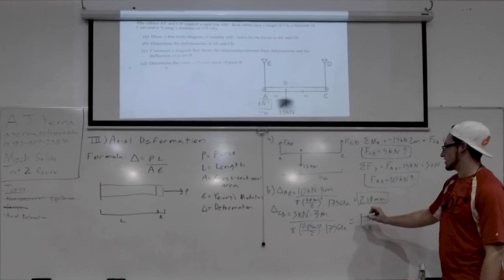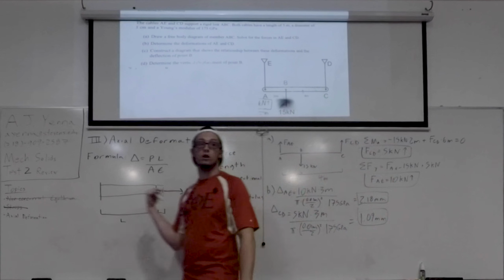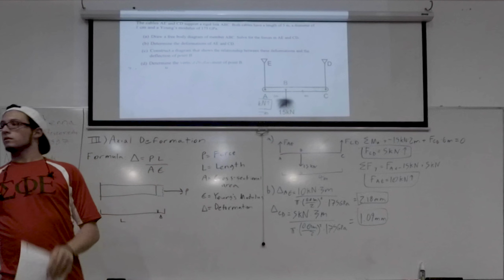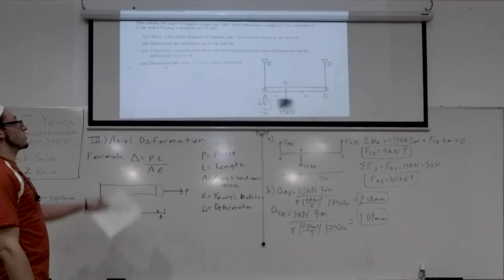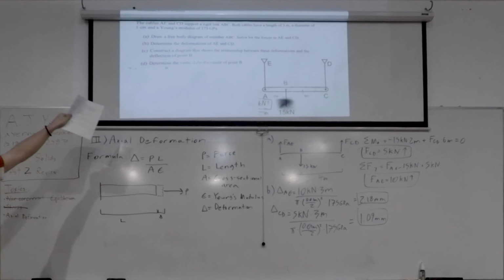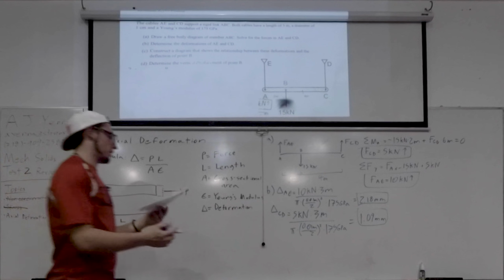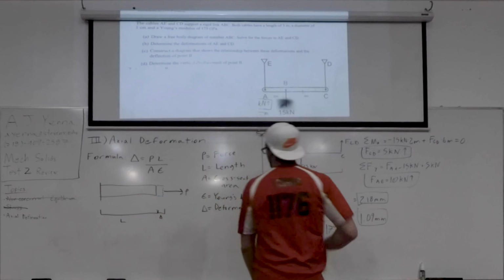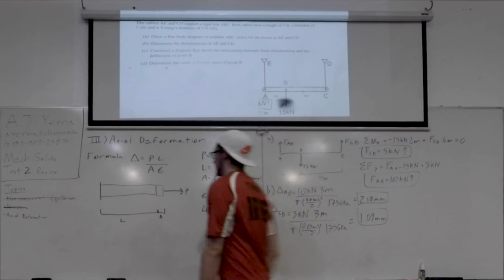That's deformation. So that's how you're actually going to use the formula. Does anybody have questions about that part of it? Awesome. Part C, construct a diagram that shows the relationship between these deformations and the deflections at point B. So now I'm going to show you how to actually draw the deformation diagram. And I erased this part on the left over here. Cool.